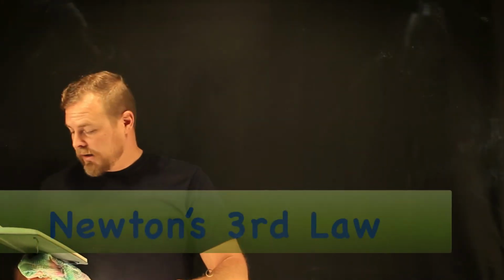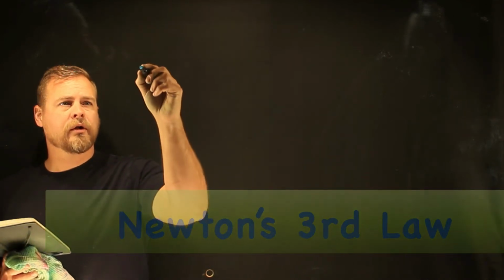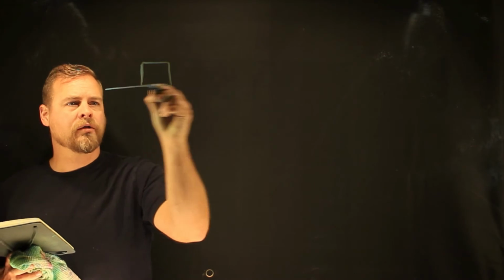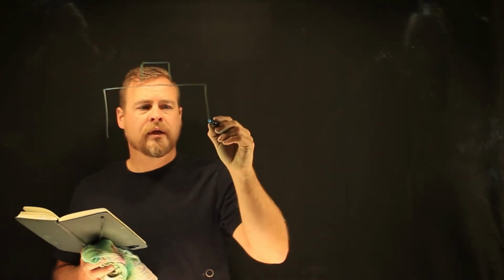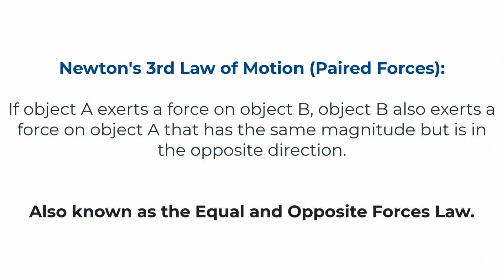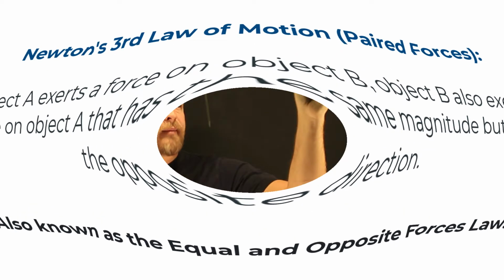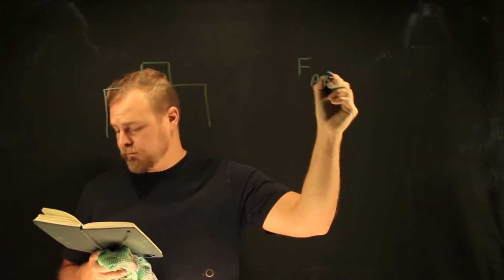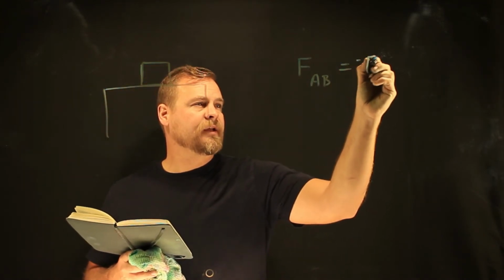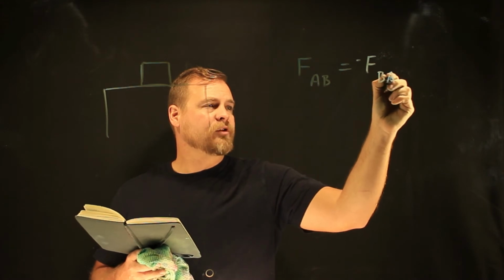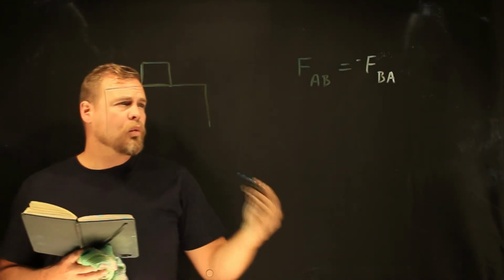Newton's third law is the law of paired forces. And this one's a little bit tricky, but we see it all the time, everywhere. Okay? Now, Newton's third law of paired forces says if an object A exerts a force on object B, then object B exerts a force on object A that has the same magnitude and is in the opposite direction. So equal and opposite forces, you've probably heard this. So mathematically we say force of object A on B is equal to negative force of object B on object A. Okay? What's that mean?